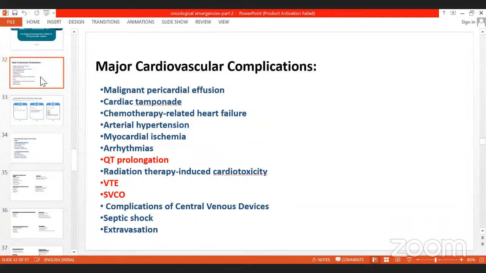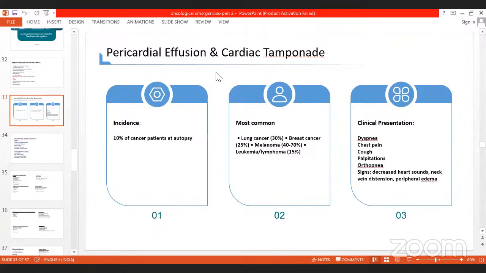In these, majorly, we will just concentrate on a few important points regarding each, and the important cardiac complications which we need to concentrate on are VTE and SVCO mainly. So coming to the pericardial effusion and cardiac tamponade. So pericardial effusion, around 10% of cancer patients are identified at autopsy only to have a pericardial effusion or cardiac tamponade. So the most common cancers which lead to these are lung cancer in 30% of patients, breast cancer, melanoma, and leukemia and lymphoma patients.